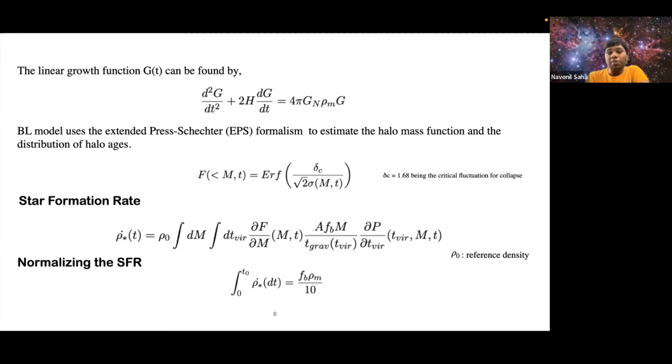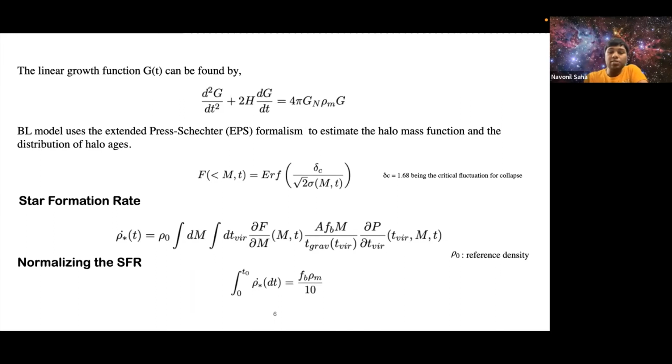Now, the BL model uses the extended Press-Schechter EPS formalism to estimate the halo mass function and the distribution of halo ages. The equation which governs this is given here by F. And here delta c is approximately equal to 1.68, and that is the critical fluctuation for collapse.